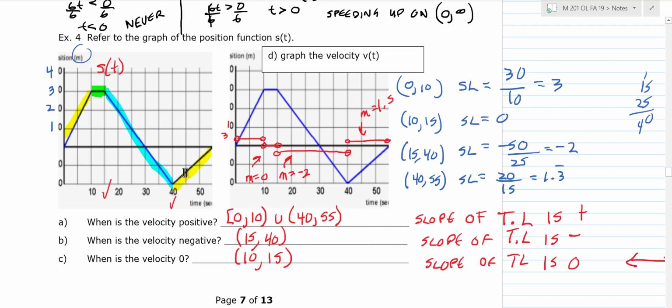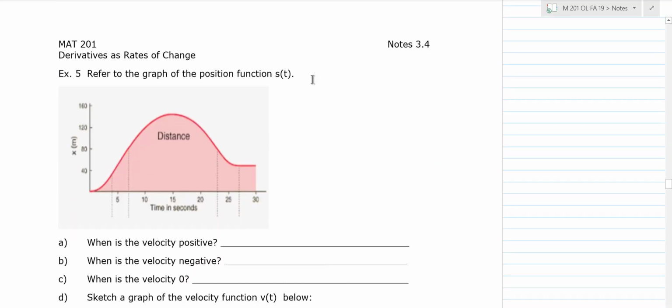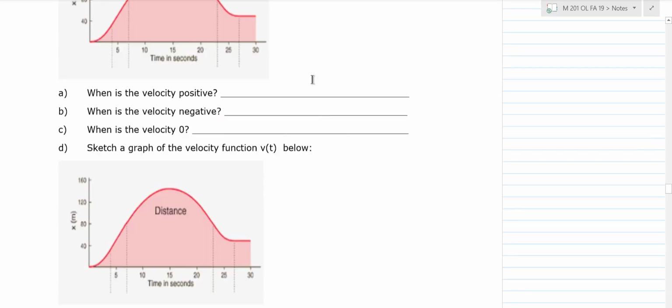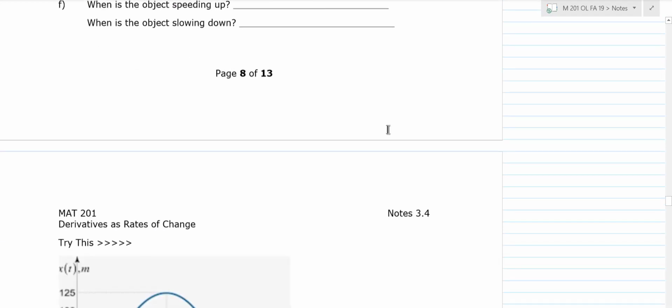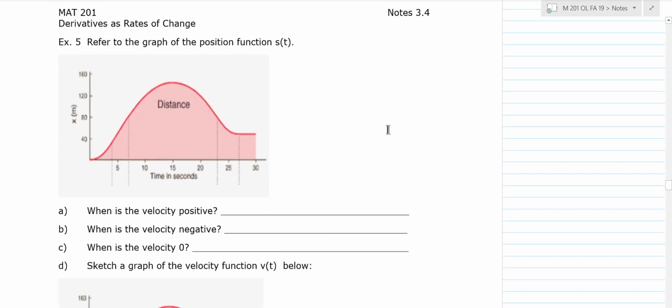You want to know how to look at a graph of a position and estimate the graph of the velocity. Okay, I'm going to go to the next page and we'll work a little bit with this example and just another graph. This is a graph of the position function s of t. Looks like we're in meters here, and it looks like we're in seconds here. So we're going to name intervals on this. When is the velocity positive?